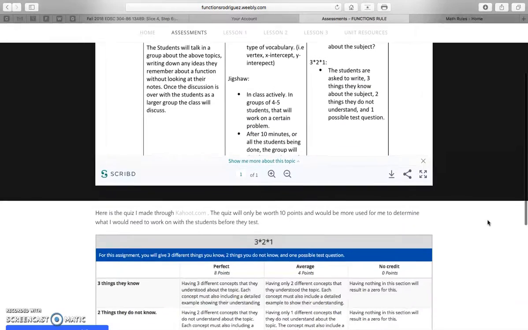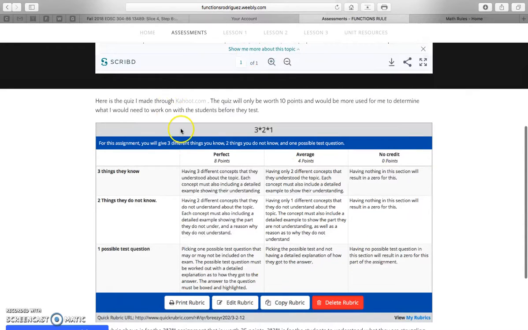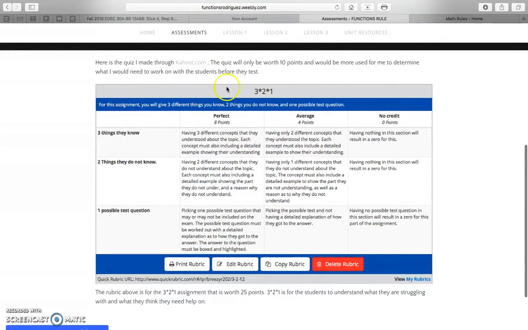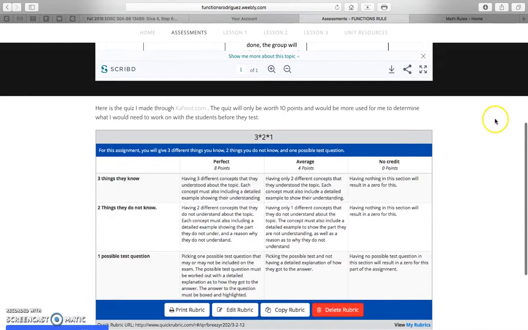Those are just things that will help the students understand the concept itself and things that they need to work on as well. Here is one of the assignments I made, well, the rubric for the assignment, I should say. This helps students understand what they really need to work on and what they don't need to study for a test. 321 is basically 3 things they know, 2 things they don't know, and 1 possible test question that they think is going to be on the test. I think this activity is a really good resource for the teacher as well as the students, to know what you need to work on more as a teacher when it comes to that section.